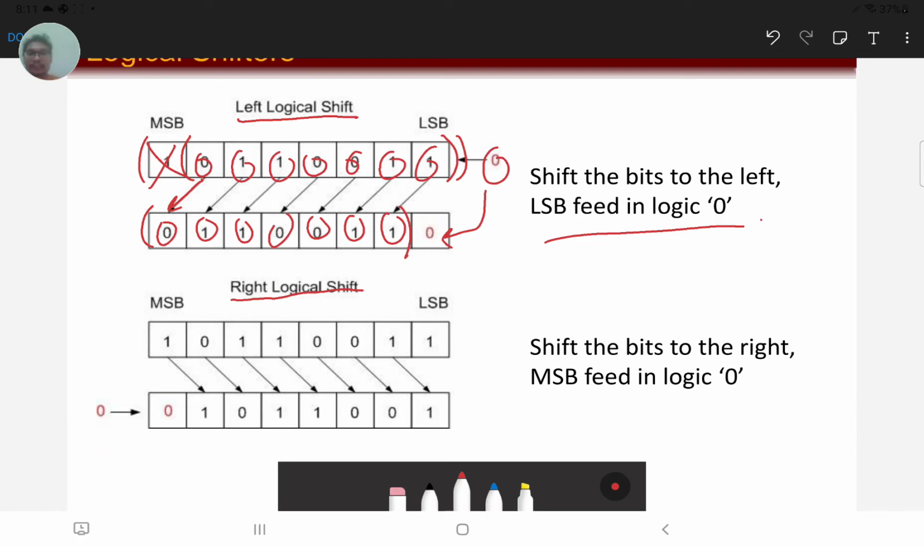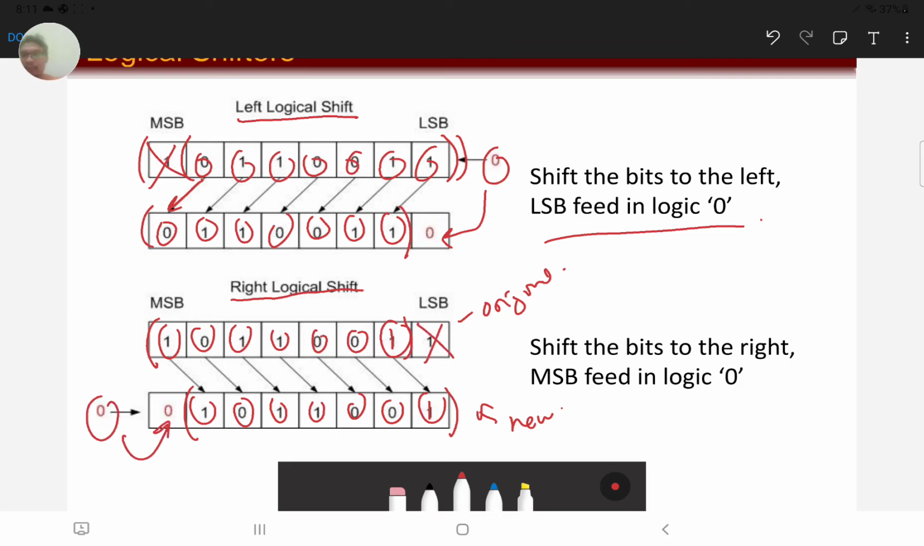Now let's look at the right shift. In the right shifter, we take this side and store it. This is the original, and this is the new. For example, this one here is 1, then 0, 0, 1, 1, 0, and 0. This one is going to be gone, and in this one we put a 0. So now it becomes a new logic value. This is called the right logical shift, where we feed in logic 0.